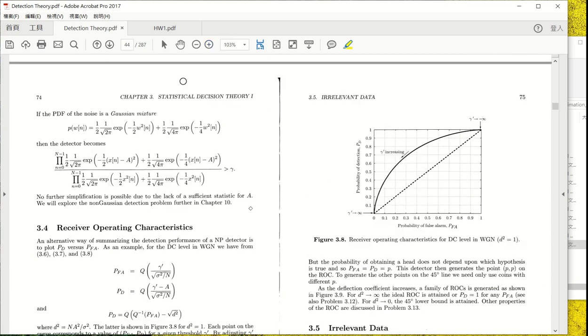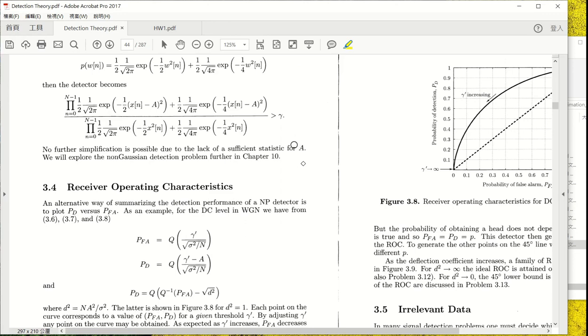The receiver operating curve. So we are at page 74. The receiver operating curve is to say that you have a PFA, then you have a PD, but they are all functions of something, and that something relates to each other, right? You have sigma square, you have the number of samples, and you have gamma prime, which is the threshold, and also you have this A. In some examples, you have a signal strength or SNR in your equation. So you have a PD as a function of PFA.